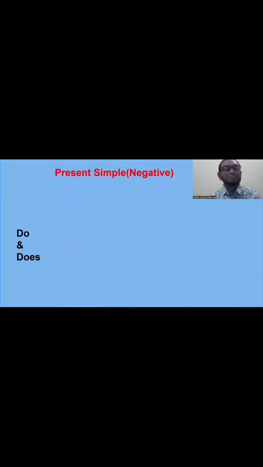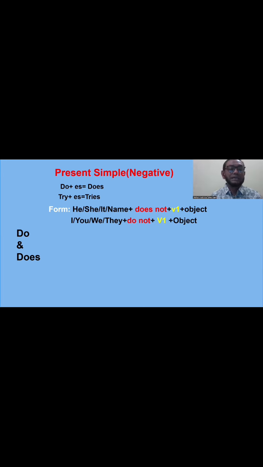Most of the time we have to use them, and there is a very important thing, do and does. The helping verb, the auxiliary verb, do or does, should be used. Do plus es is equal to does, and try plus es, tries, like this as well. You can form any other kinds of sentences or words. The formation of the present simple negative sentences, that means structure: he, she, it, name, plus doesn't, not don't, doesn't, plus verb one, plus object. Now, I, you, we, they, plus don't, not doesn't, plus verb one, object.